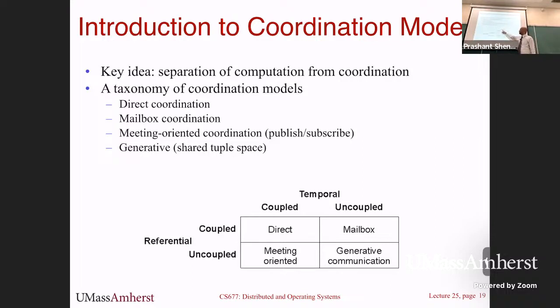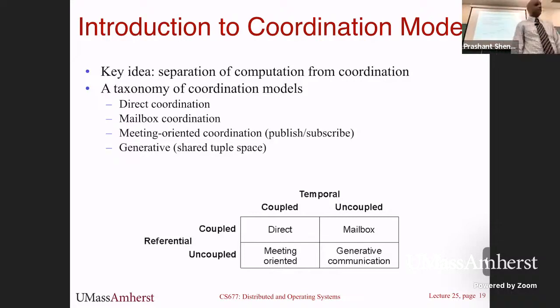You can either be coupled or decoupled in space, or coupled or decoupled in time. Depending on which mode you are in, there are different ways for the client and the server, or components of the application, to communicate with each other. The simplest one is where you are coupled in both space and time. That's called the direct model. This is our standard client-server model. The client has to be running, the server has to be running at the same point in time, and they have to be connected to one another using RPCs or RMI. That's the simple thing that you all know of.